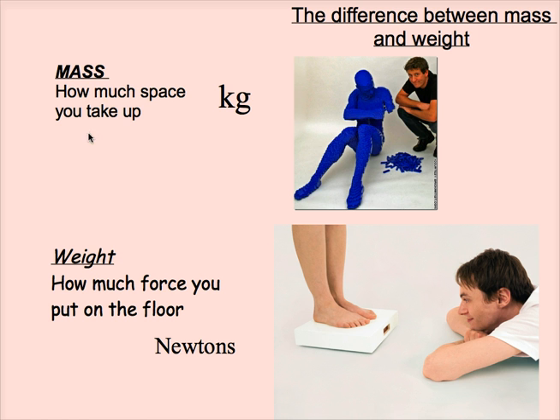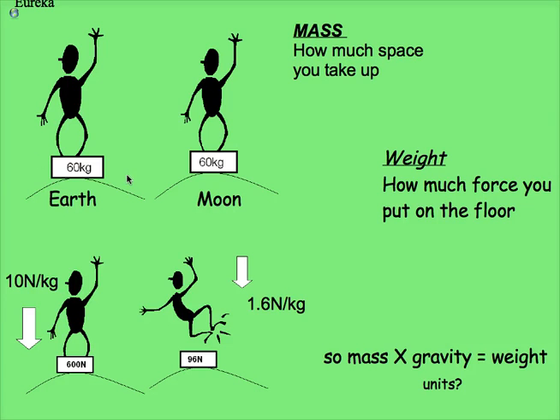Now, can these change, your weight and mass? Well, of course, you can go on a diet, but it's not about that. Let's have a look. Here are people's masses. The space they take up on Earth is the same as the space that they take up on the moon. Imagine you're a Lego person and you put all the bits of Lego on some scales, it's 60 kilograms, whether you were standing on the Earth or the moon. So you would have a mass of 60 kilograms.